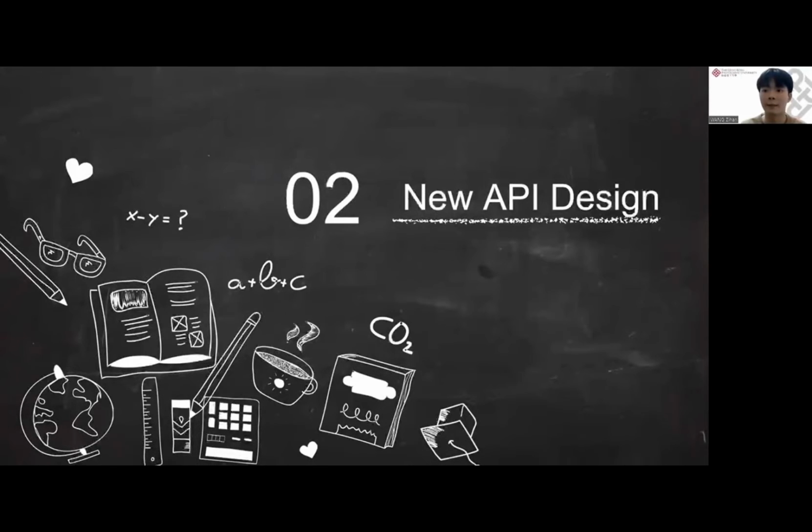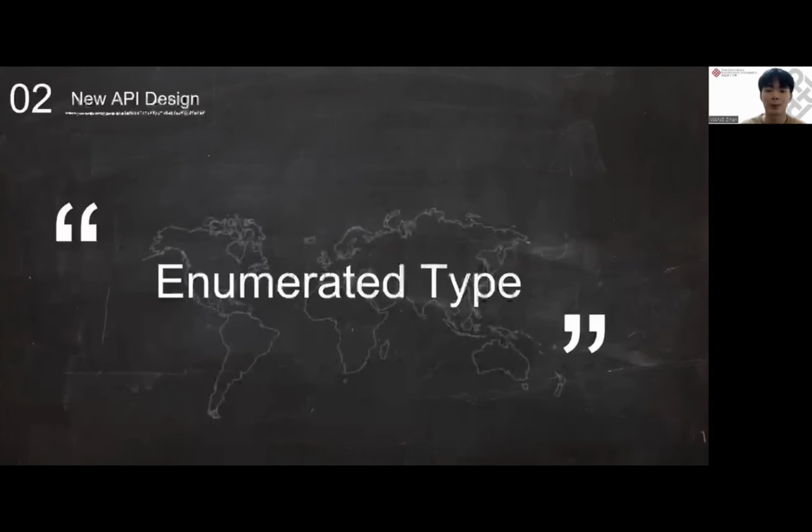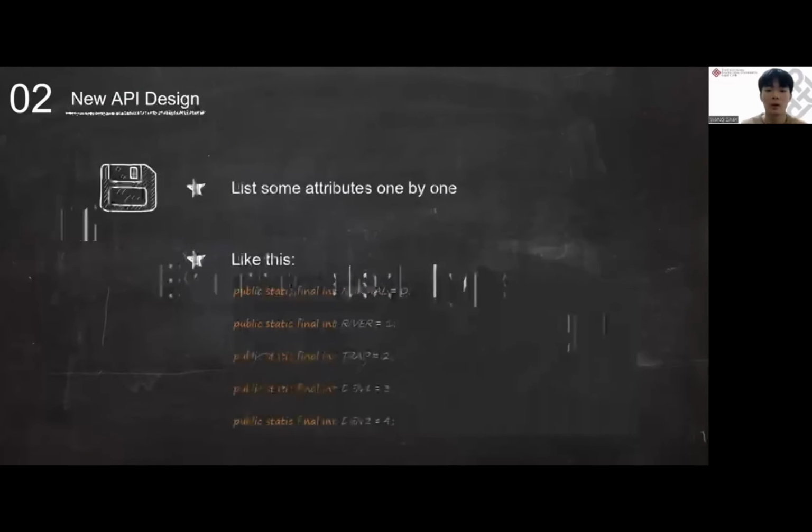Hello everyone, my name is Wang Zihan, and I will talk about a new API design for our project, which is the enumerated type. In formal projects, we need to list some attributes one by one. For example, there are a lot of types of squares we need to design, like normal squares, reverse squares, and something like that. In order to make this easy to read, we use enumerated type.